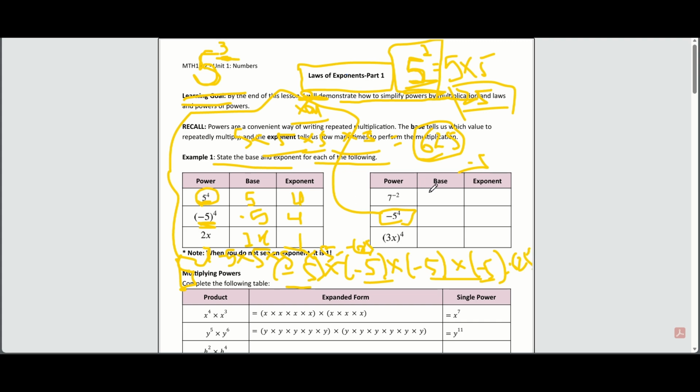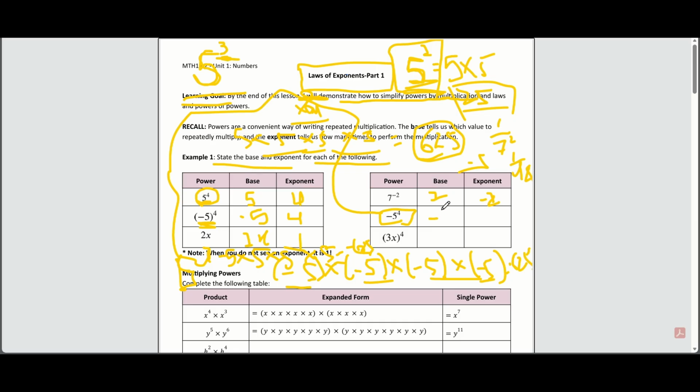And now we have a base of 7 and an exponent of negative 2. When we're talking about a negative exponent, it just means 1 over 7 to the power of 2, which equals 1 over 49. So you just basically flip it and make it a fraction, right?